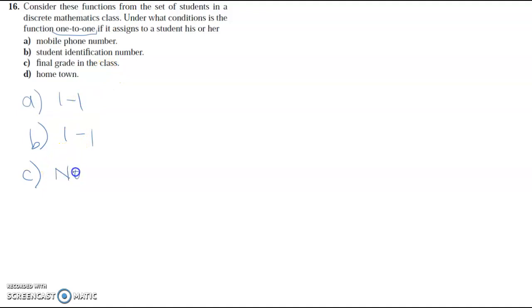This is not one-to-one because multiple students can get A's. Also, a lot of students can get the same letter grade. So this will not be one-to-one. For D, this is again also not one-to-one. I'm assuming that more than one student can be from the same town in the grade.